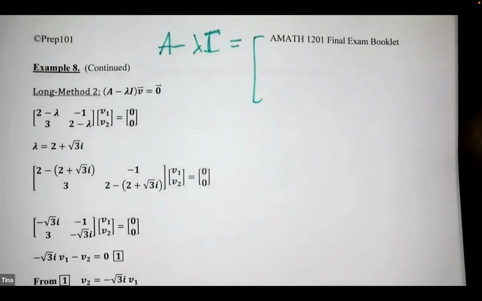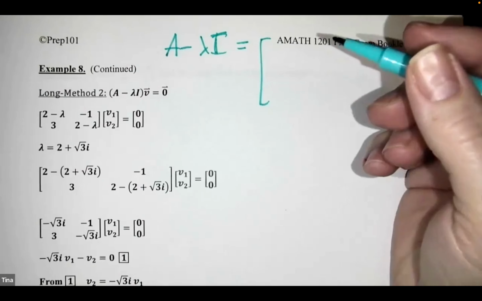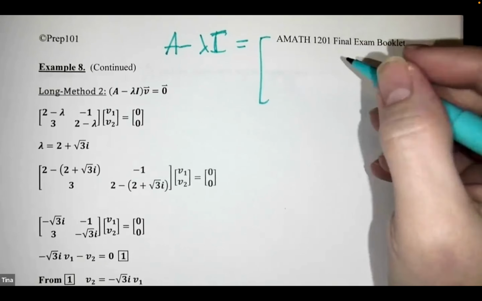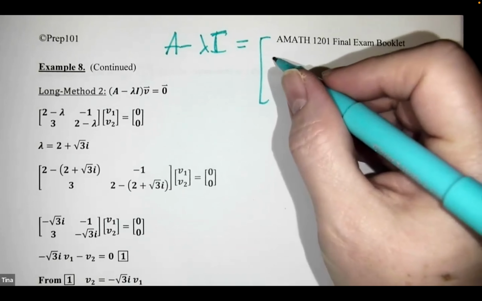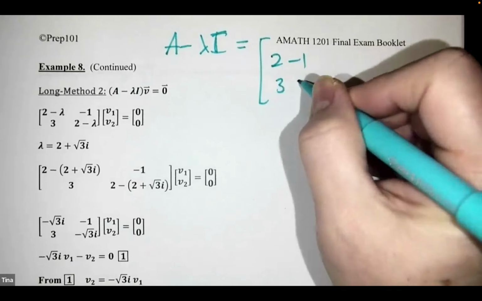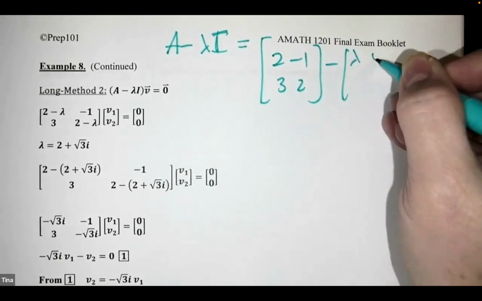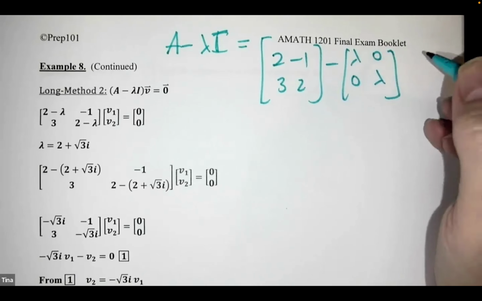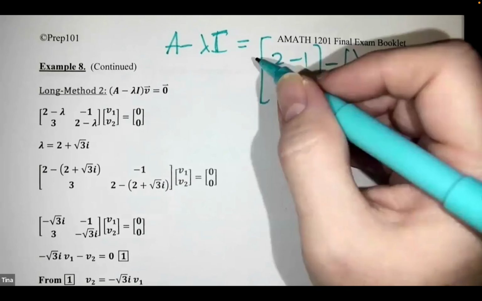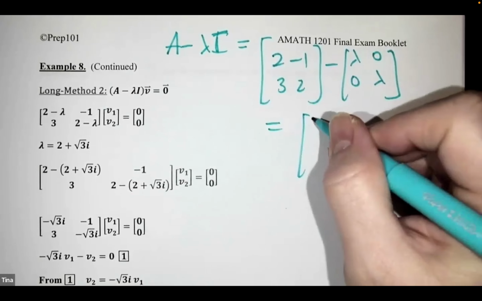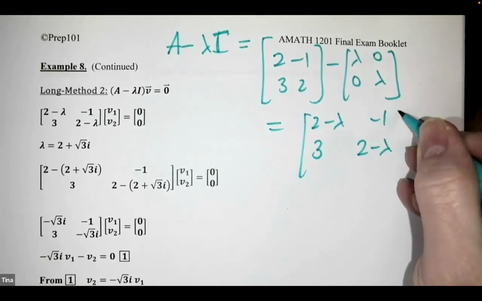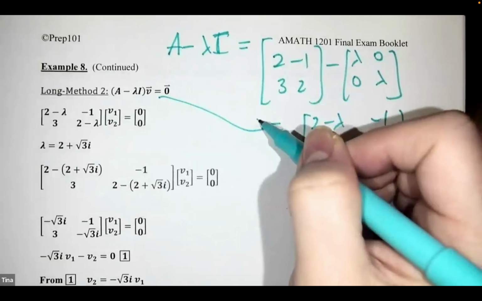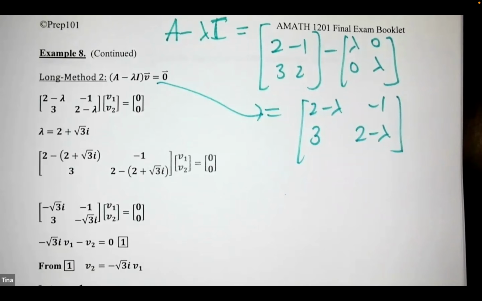Oh, I don't think I did it yet, right? So A minus lambda I. So A was [2, -1; 3, 2] minus lambda times I. So that's how I got that matrix. So that is from there. And then I put my lambda in.